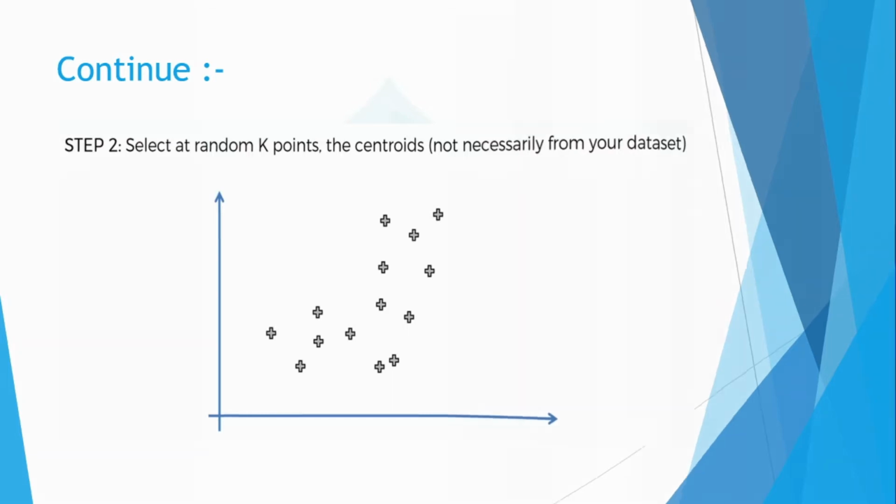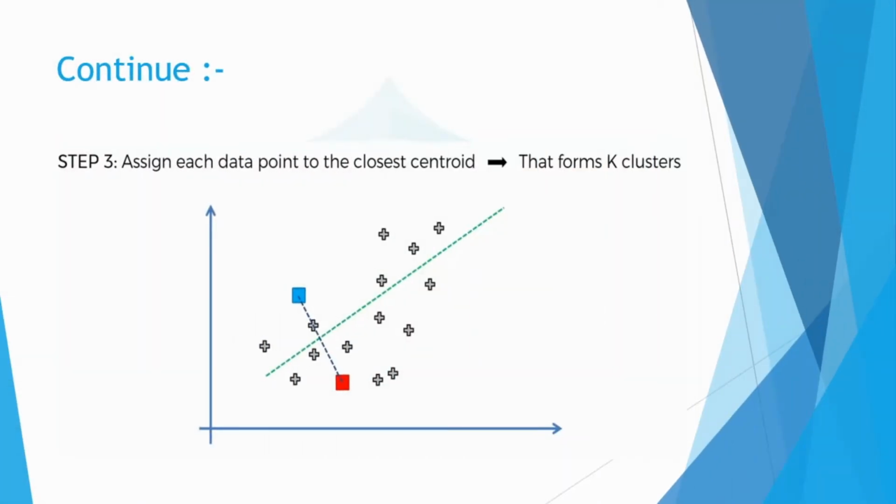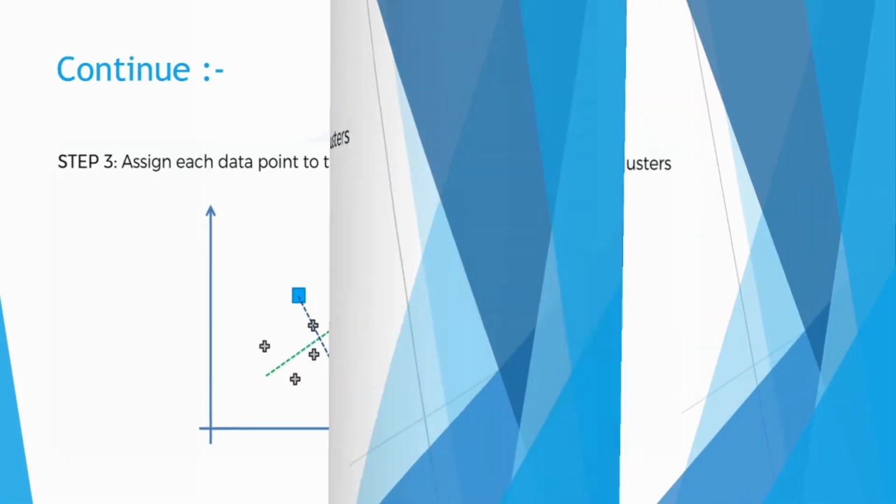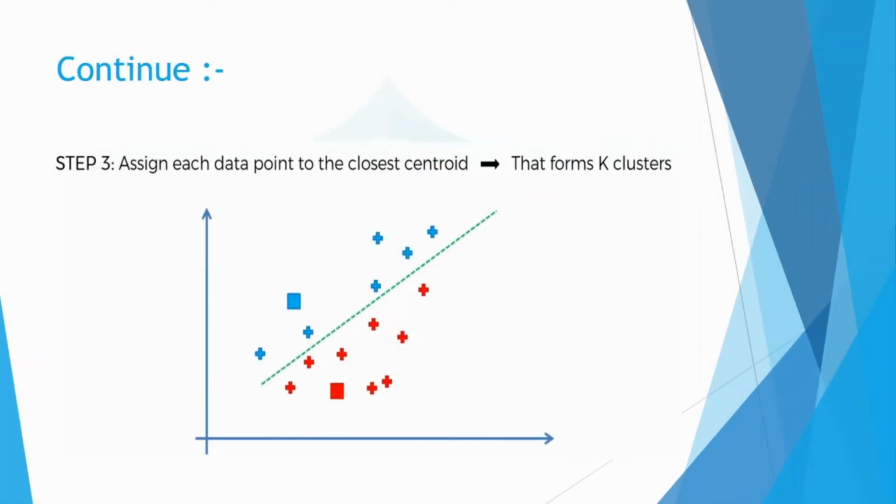So let's move to step 3. Now assign each data point to the closest centroid. For this we are going to use a little bit of mathematics. We join the two centroids and then draw a perpendicular line to the joining line, and the line will separate the points into two different clusters. Here you can see that the points above the line are colored blue and the points below the line are colored red, depicting the two clusters.